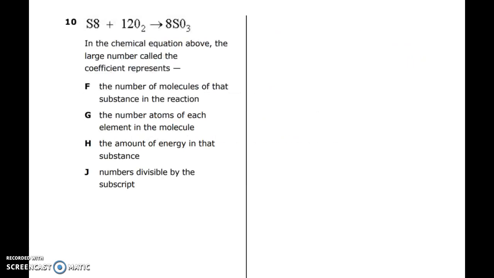Number 10. In the chemical equation above, the large number called the coefficient represents F. The number of molecules of that substance in the reaction. G. The number of atoms of each element in the molecule. H. The amount of energy in that substance. J. Numbers divisible by the subscript.